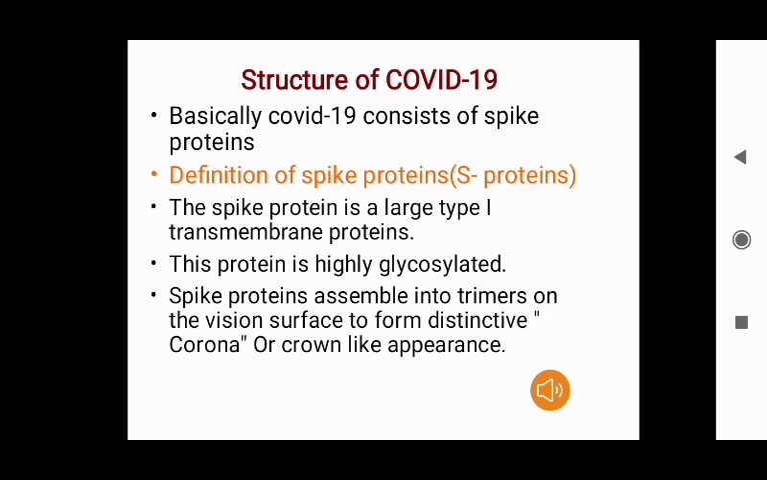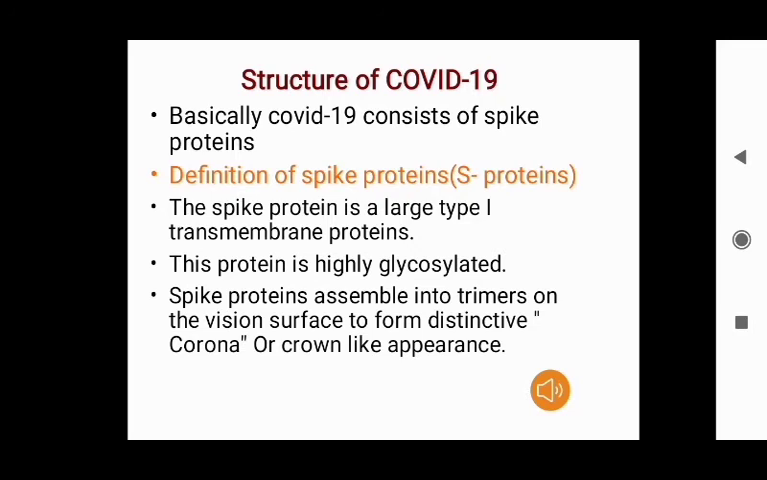Now the structure of the COVID-19 virus. This SARS-CoV-2 virus contains mostly the spike proteins. The short name of the spike protein is S protein, and this spike protein is a large type I transmembrane protein, ranging from 1160 amino acids for avian infectious bronchitis virus, that is IBV, and up to 1400 amino acids for feline coronavirus, that is FCoV.